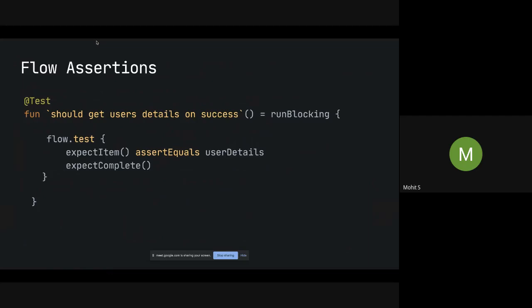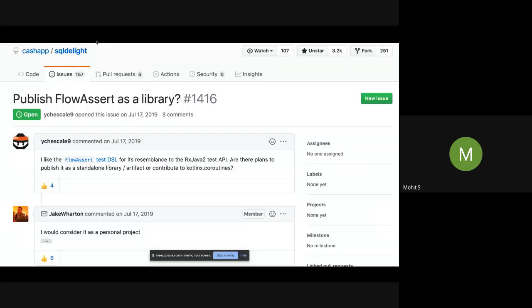I really like this approach because it gives you a nice, really fluent API for your testing. This is the pattern used in the SQLDelight library. It's not in a separate library yet, but there is an issue for that. And interestingly enough, just yesterday, there was a comment left saying they are working on moving this into a separate flow assert library, which is great to see.